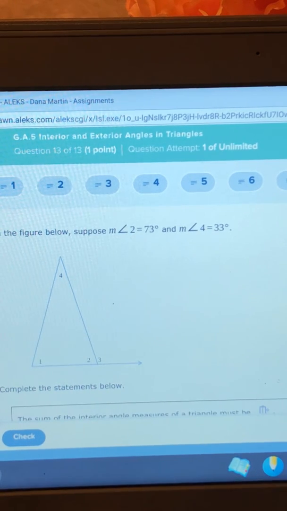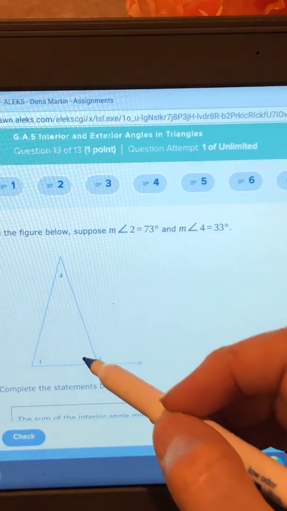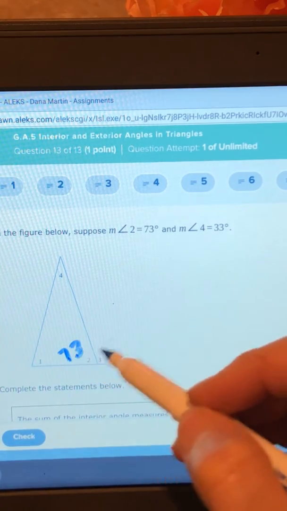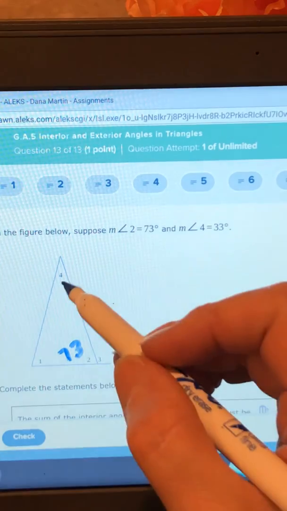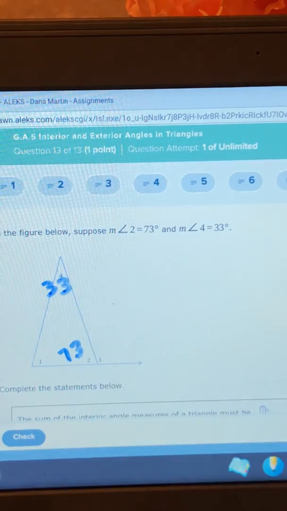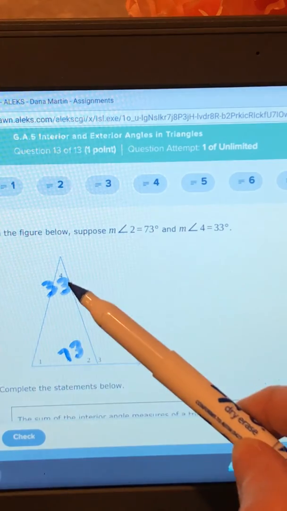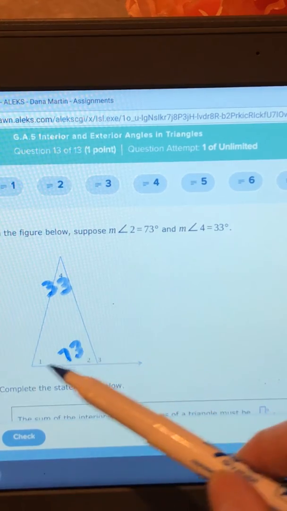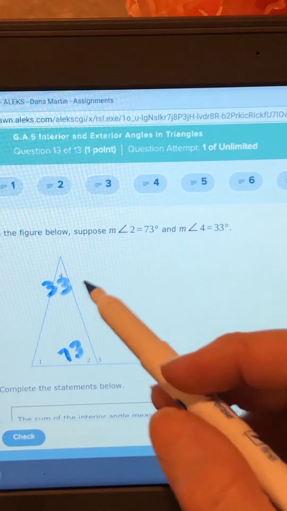Okay, so here's our picture. Angle 2 is right here, it's 73. Angle 4 is up here, it's 33. All right, and that's all they give us. But we can figure out something else. Couldn't we figure out this one and this one? Let's just, for grins, do it.